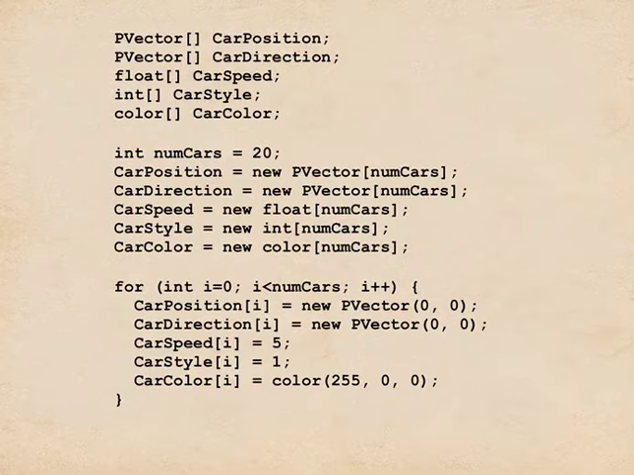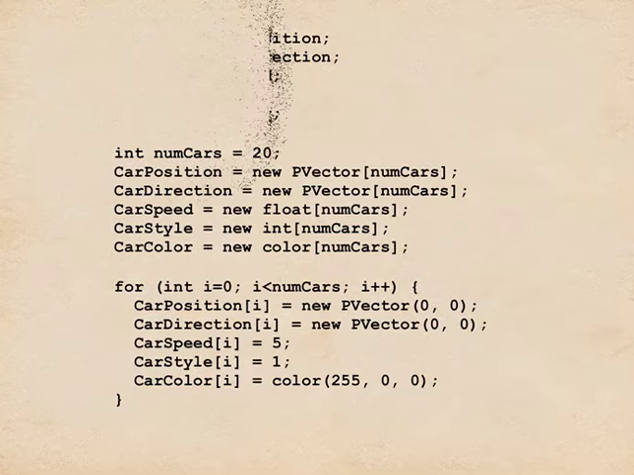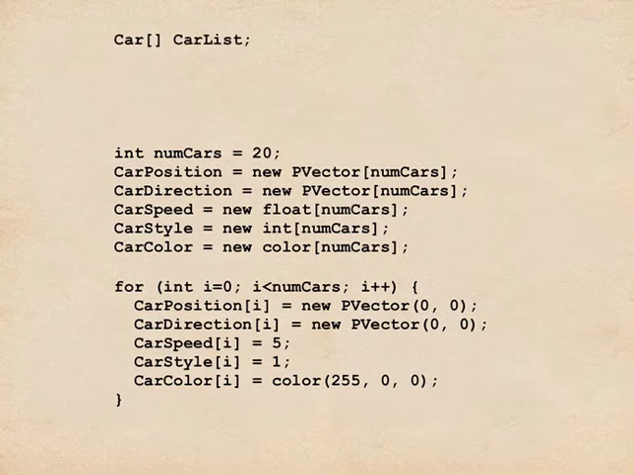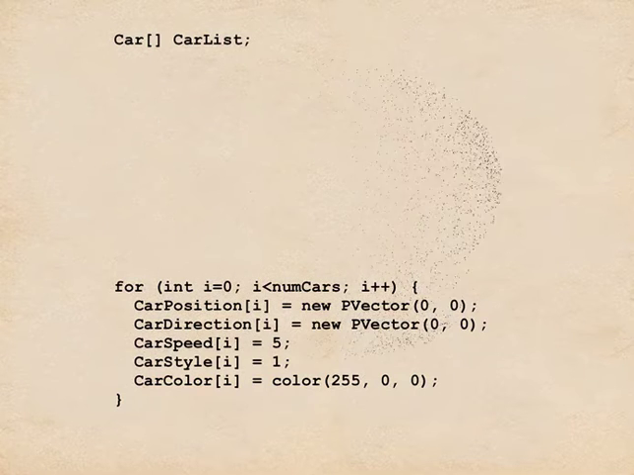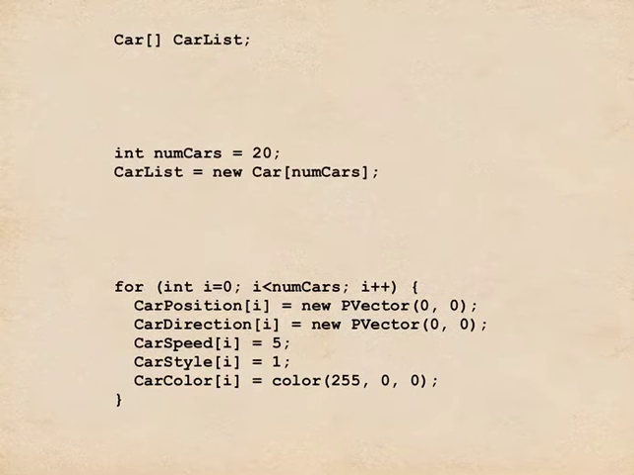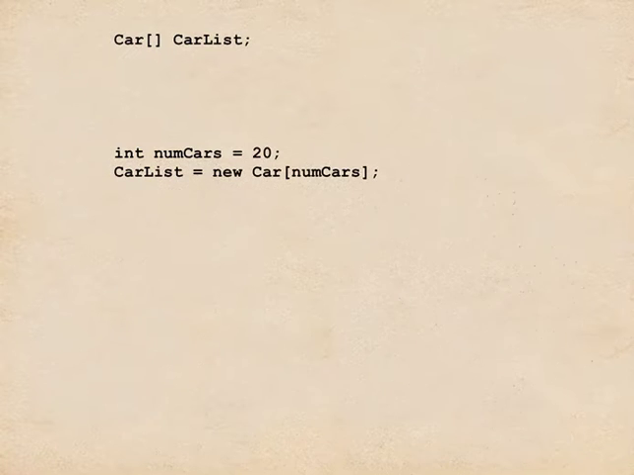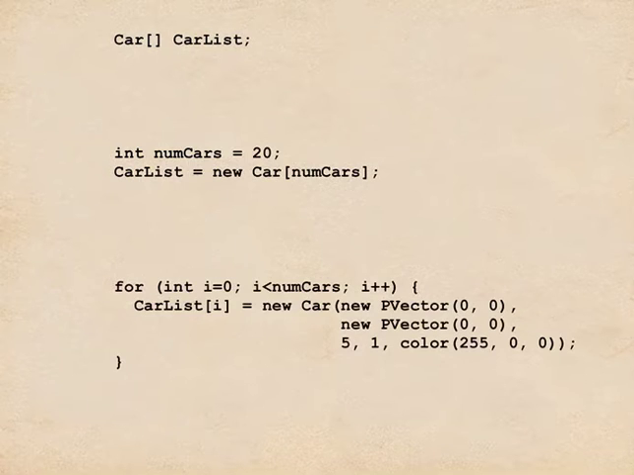Let's contrast this with the object approach. At the top, instead of creating 5 arrays, we just create 1 array. In the middle, instead of allocating 5 different arrays, well, we just allocate 1 array. And of course, at the bottom, instead of filling in 5 different arrays by going around a loop, we just fill in each entry in the car list with a new car.